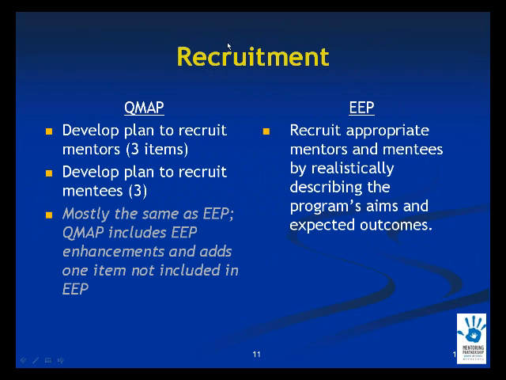So with recruitment, back to just the slideshow, just to summarize that, in the elements of effective practice, the standard is that you recruit appropriate mentors and mentees. It's important to realistically describe the program's aims and expected outcomes. Within the QMAP, we've got 3 items for each. There's a lot of similarity here between the QMAP and the elements of effective practice. However, the QMAP includes the enhancements from the elements of effective practice, and also added that one item about, are you reviewing and refining that recruitment plan on a regular basis? Okay.